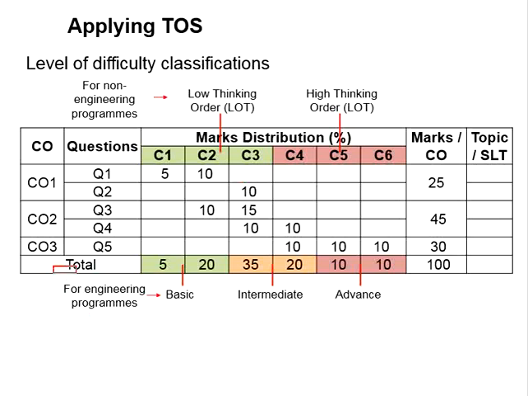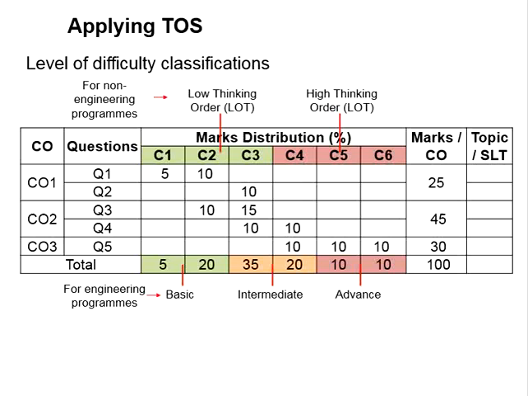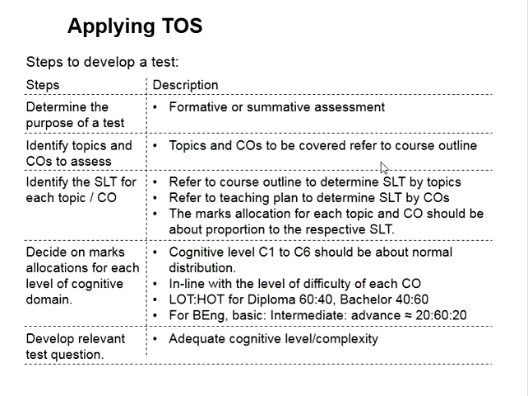For a typical engineering program, we are looking at these 3 classifications: basic, intermediate, and advanced. For non-engineering programs, normally they look at lower thinking orders and higher thinking orders. LOT, lower order thinking, is meant for C1 to C3, while higher order thinking goes for C4 to C6. We mentioned the recommended ratio for diplomas and bachelor degrees.